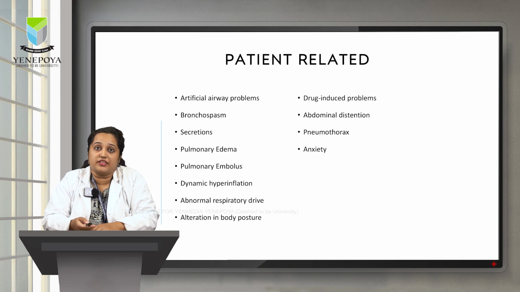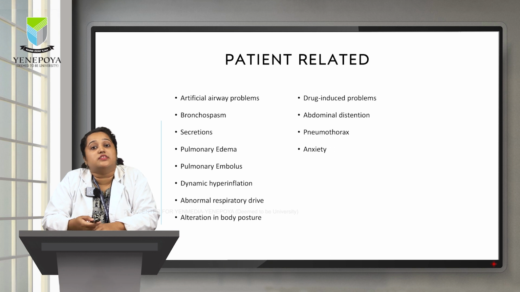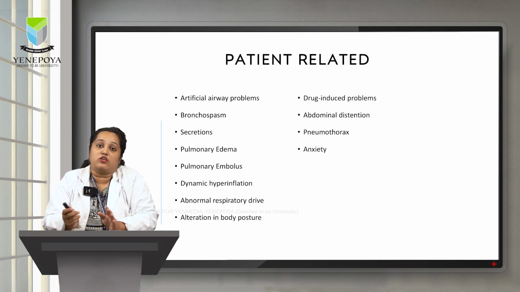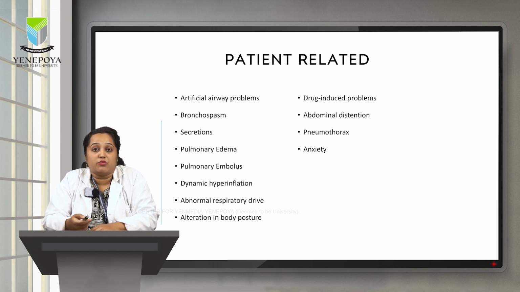The patient related causes are artificial airway problems. Now the patient is endotracheally intubated, so there could be some kinking of the tube, or there is some obstruction in the tube. These things can cause the patient to be in distress. Then there is sudden bronchospasm which you have not seen. It can be seen as the patient in distress or the alarms that are being given by the ventilator.